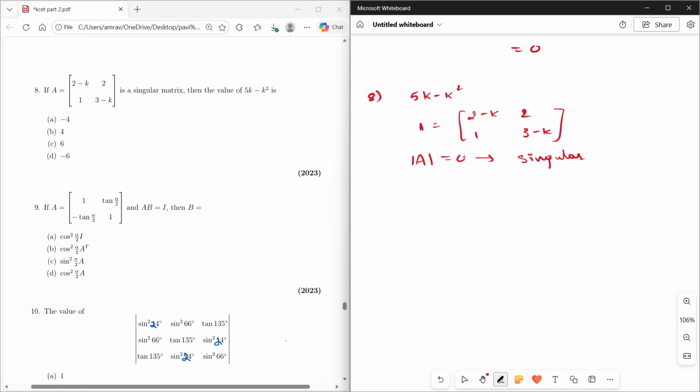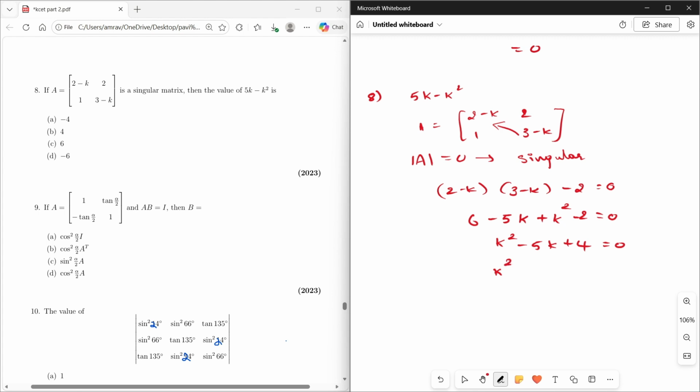We tell that this is a singular matrix. Okay, so now we'll find out the determinant of this. (2 minus k) into (3 minus k) minus 2 is equal to 0 because it's a singular matrix. So now just multiply, 2 3s are 6, minus 2 into k is minus 2k, minus k into 3 is minus 3k, so this will be minus 5k, and minus into minus plus k square, minus 2 is equal to 0. So k square minus 5k, 6 minus 2 is plus 4, is equal to 0.